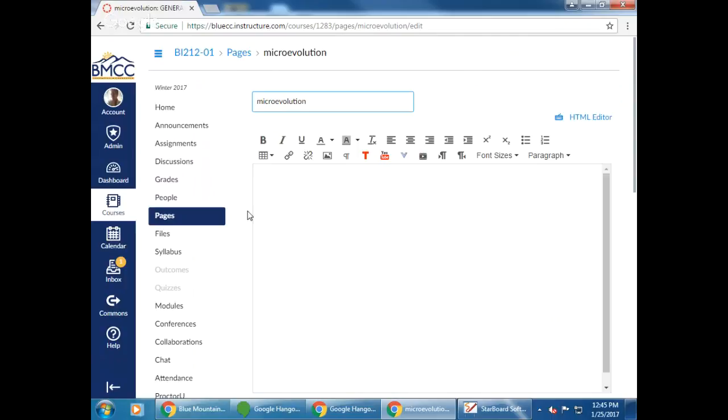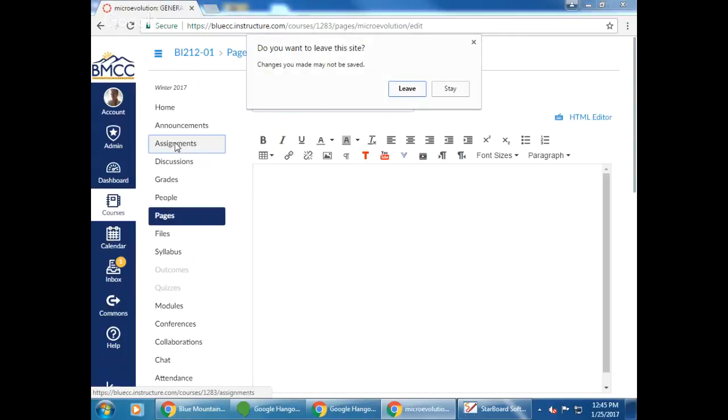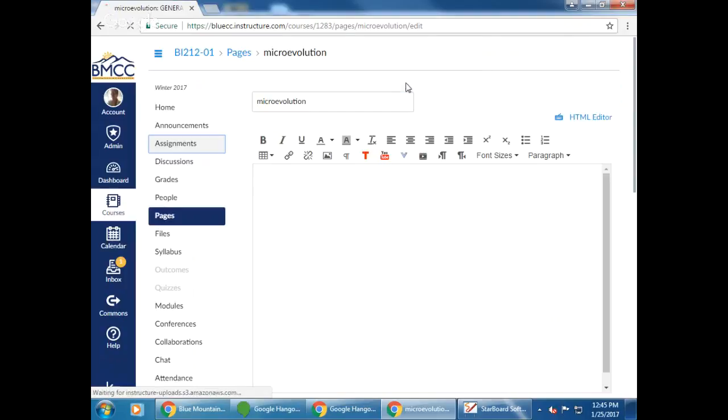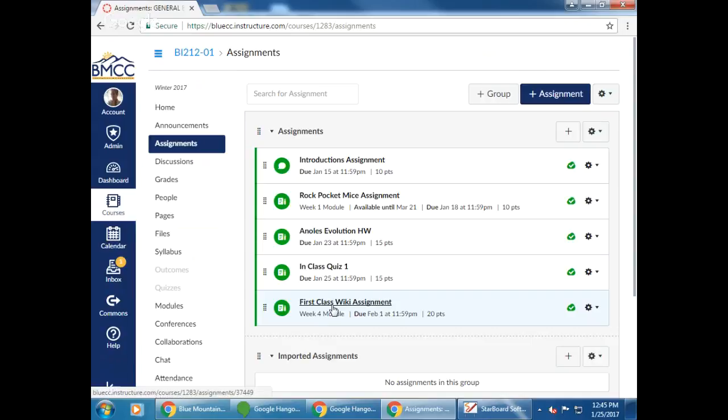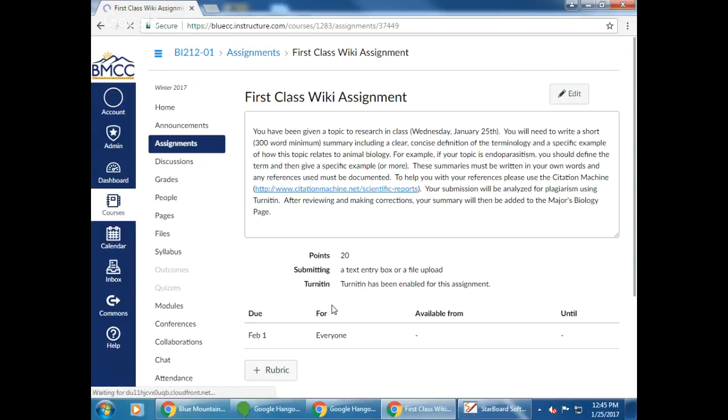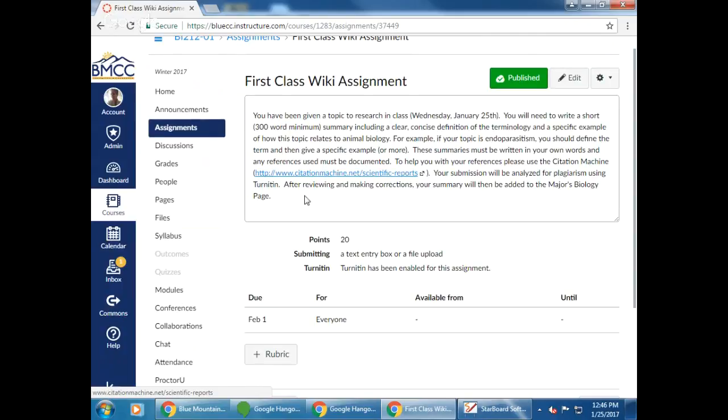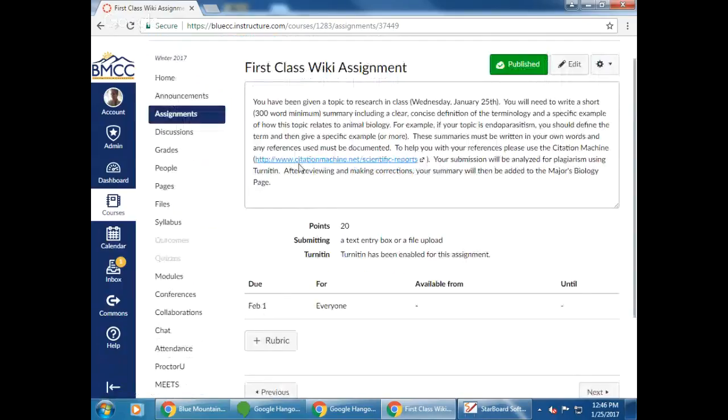The other place where you're first going to put in your assignment is under assignments. You want to leave that and save that. Okay, so this is your first wiki assignment. You'll go to this and it says you have given a talk on your topic to research in class, and that was today, and you're going to turn it in by next Wednesday. Does it have a due date on here? So next Wednesday is the due date.